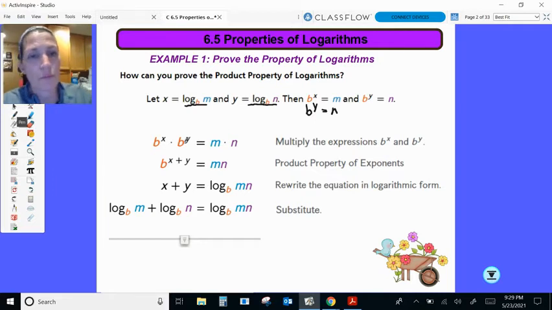Because that's what happens when we multiply bases, we add our exponents, and that's what's happening here. When we multiply these, the arguments of the logarithms, we're going to add the logarithms, okay? So we add log base b plus log base b. So that's a logarithm property, okay?